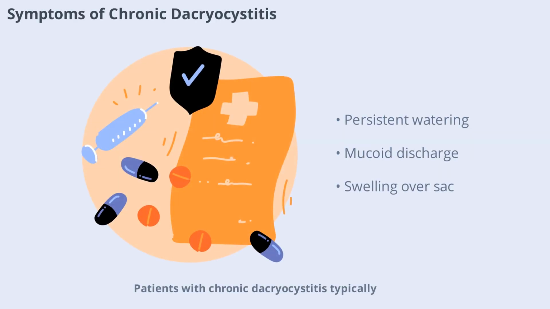Patients with chronic dacryocystitis typically experience persistent watering of the eye, known as epiphora, which may be followed by mucoid or mucopurulent discharge. Swelling over the sac area is also common. These symptoms can significantly impact daily life, causing discomfort and increasing the risk of further complications if left untreated.